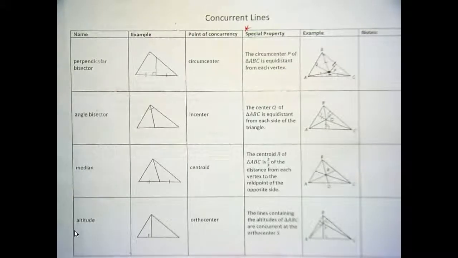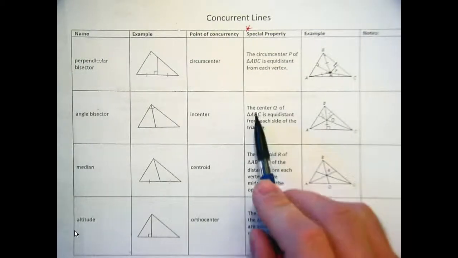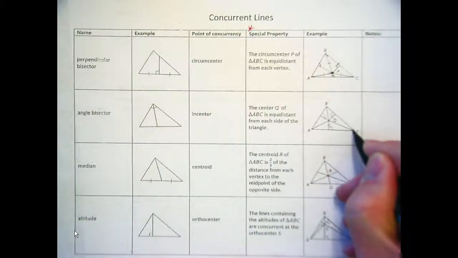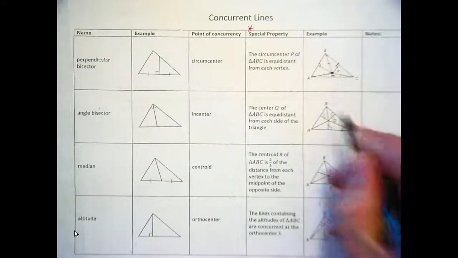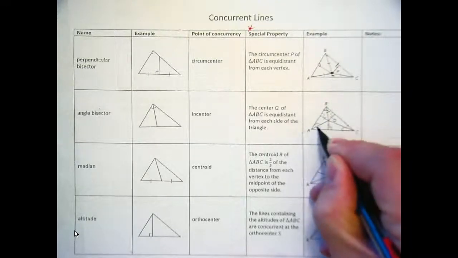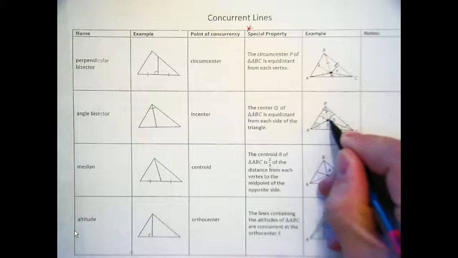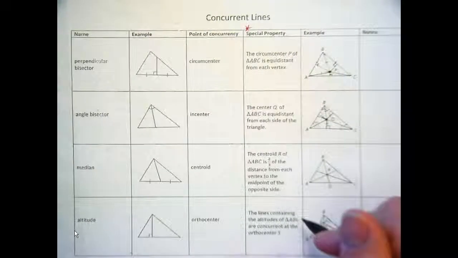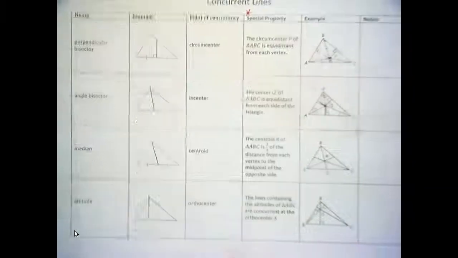When I have an angle bisector, so if I bisect this angle, got this guy here, they're equidistant from the sides of the triangle. That's its special property. It's like having special power.